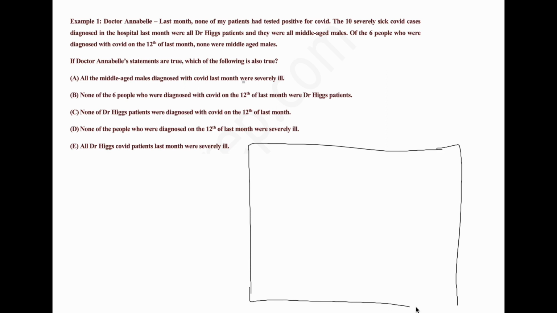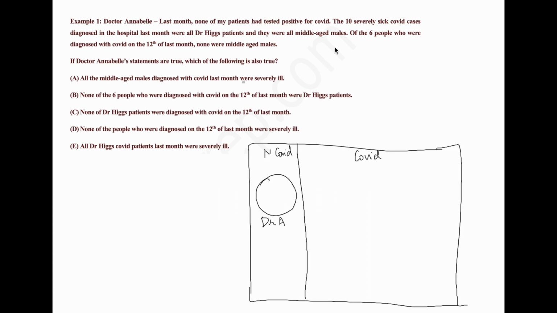Dr. Annabelle, last month none of my patients had tested positive for COVID. So let's make a Venn diagram here. These are the people who had, let's say, not tested positive for COVID, and these are the people who had tested positive for COVID. Dr. Annabelle says that none of her patients had tested positive, so then her circle is over here. This is a circle of all Dr. Annabelle's patients.